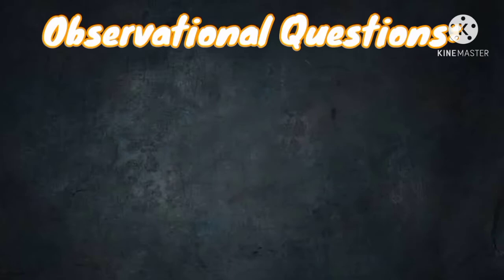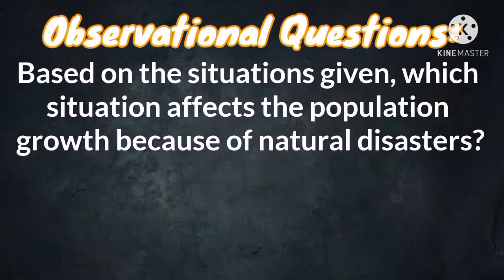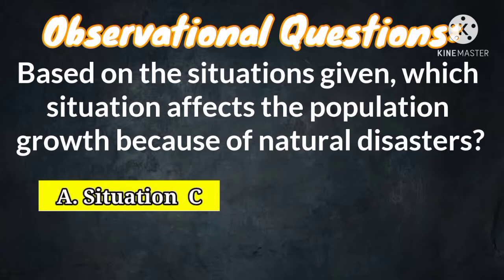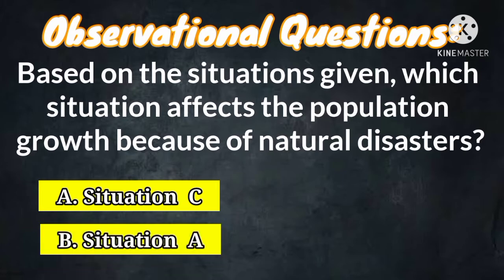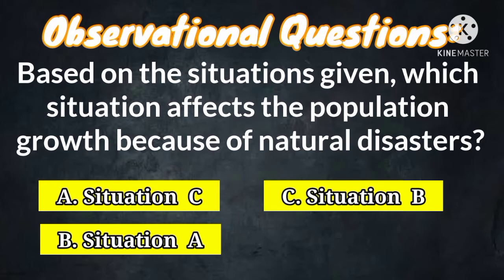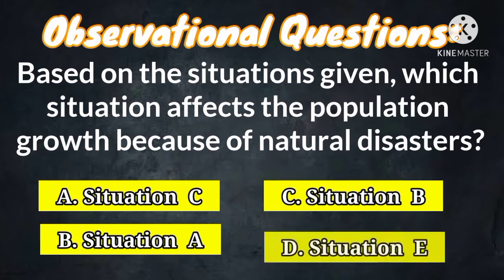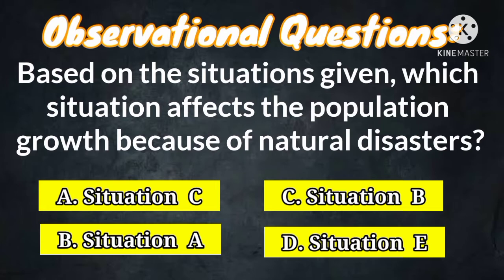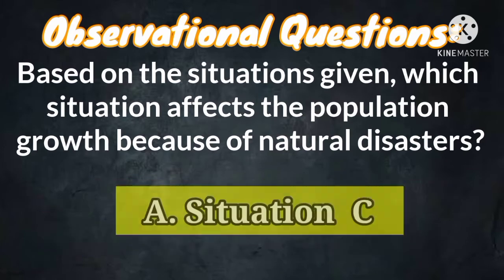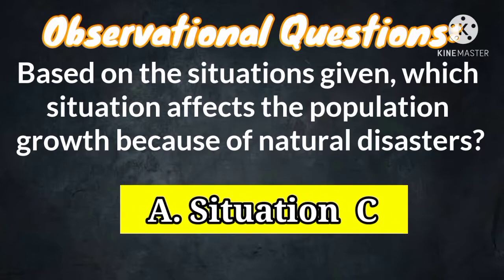Moving on to the next question. Based on the situation given, which situation affects the population growth because of natural disasters? Is it letter A, situation C? Is it letter B, situation A? Or is it letter C, situation B? Or is it letter D, situation E? Your time starts now. The correct answer for this question is letter A, situation C.